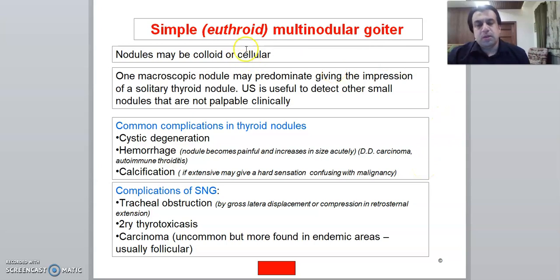And nodules may be either colloid or cellular. On macroscopy, the nodule predominantly gives an impression of a solitary thyroid nodule, and ultrasound is useful to detect other small nodules which are not palpable clinically.